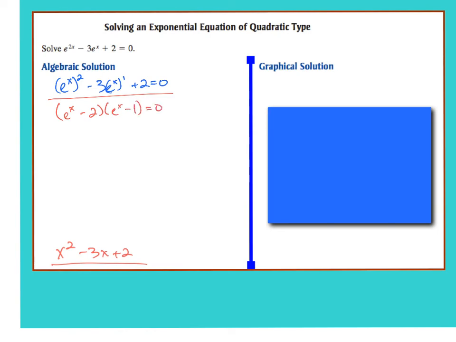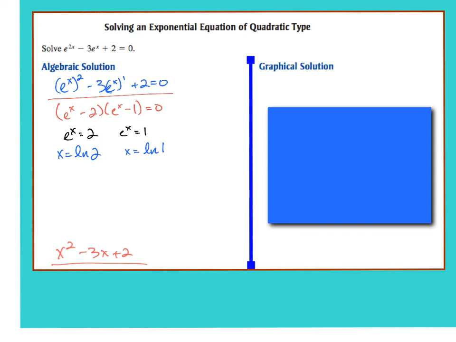All right. They're what's said to be in quadratic form. All right. I just call them hidden quadratics. So now we're going to use the zero product property. So e to the x is going to equal what? 2. And then I get e to the x is equal to 1. Well, how do I solve an e to the x? What do I do to both sides? I natural log it. So now I end up having x is equal to natural log of 2, and x is equal to natural log of 1.